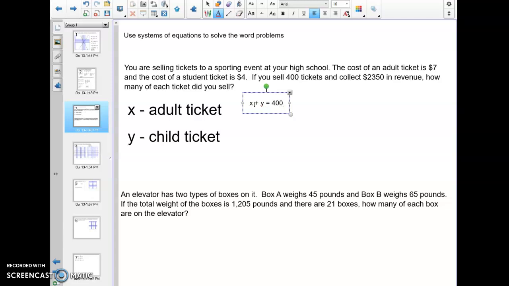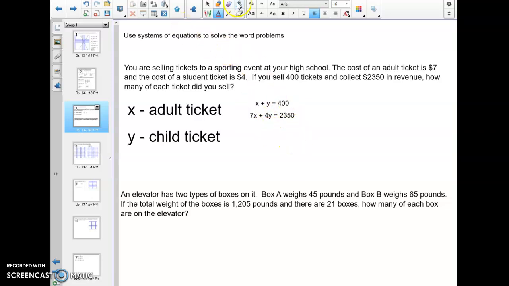The revenue collected is $2,350. So that comes from $7 for every adult ticket and $4 for every child ticket. Every adult ticket times 7 gives you your total revenue for adult tickets. Every child ticket times 4 gives you your revenue for child tickets, and together it's $2,350. And essentially I have a system.